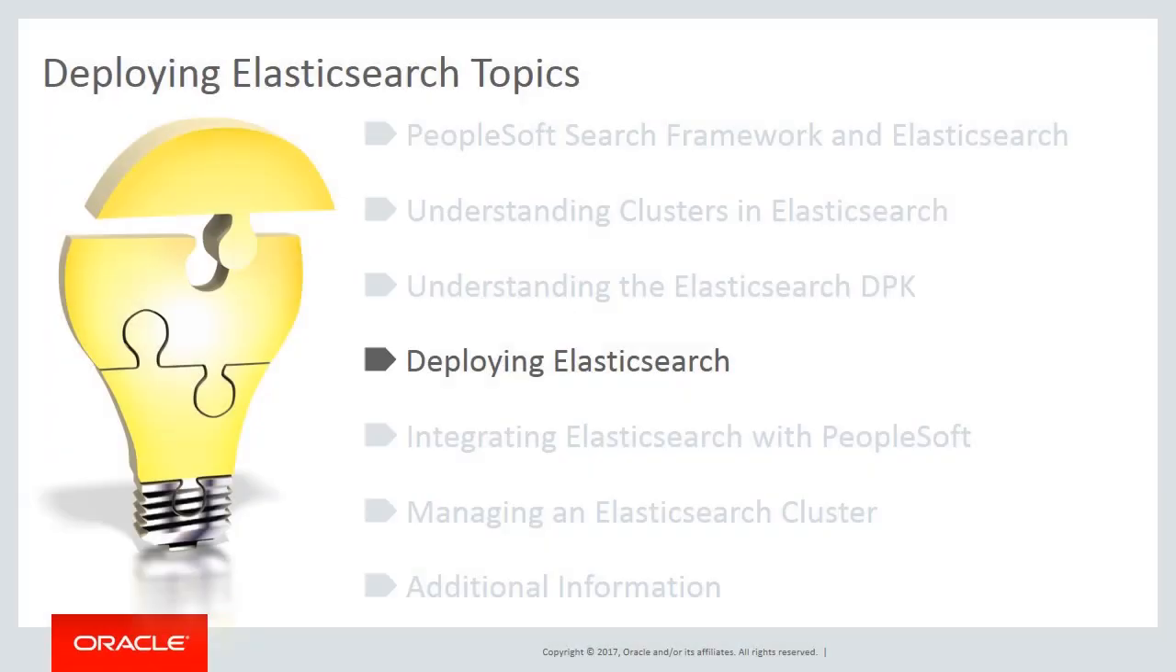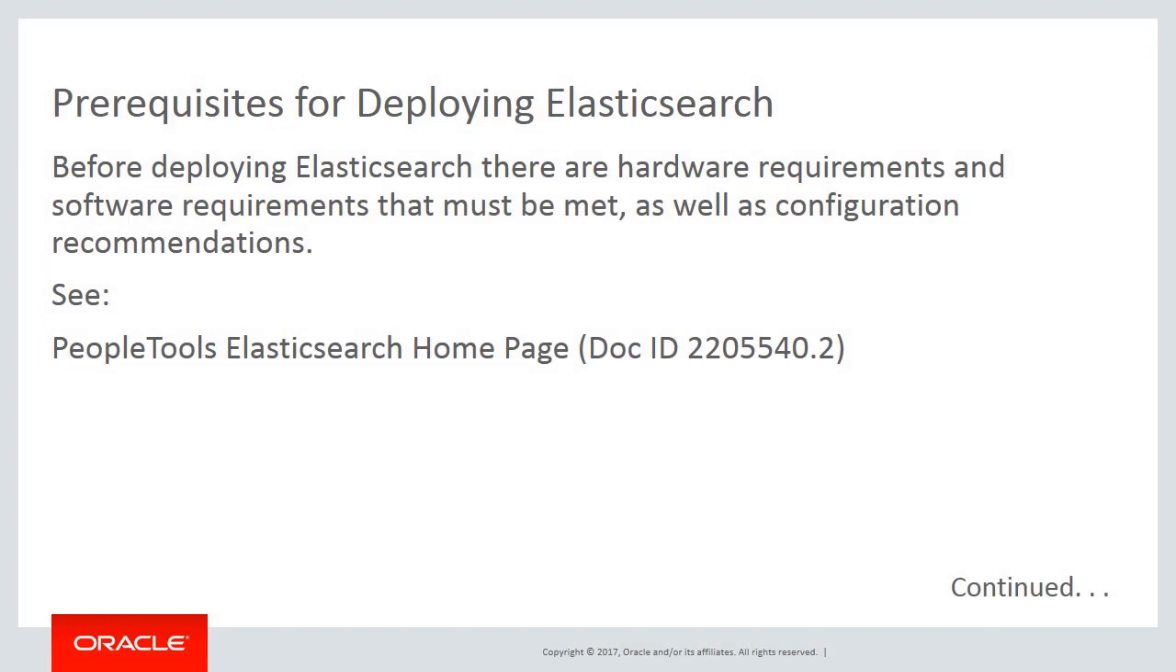We will now discuss the important process of deploying Elasticsearch in a PeopleSoft implementation. Before you begin deploying Elasticsearch, please review the hardware requirements, software requirements, and other configuration and performance recommendations for Elasticsearch. You can find this information in the PeopleSoft deployment packages for Elasticsearch installation document on the Elasticsearch homepage.